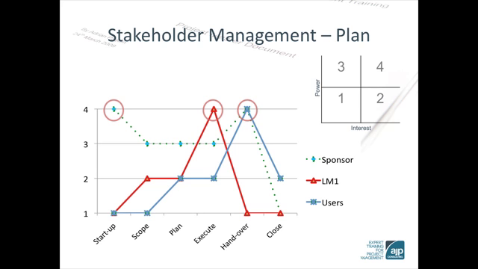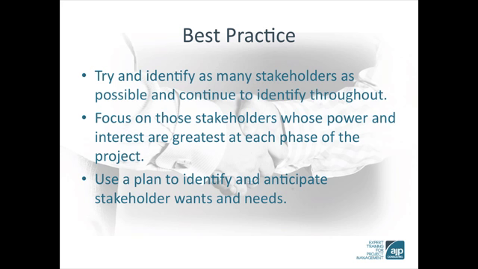So I've shown you how to identify, segment, and plan for stakeholder interactions. Let's conclude with some best practice. Try and identify as many stakeholders as possible and continue to identify stakeholders throughout. Focus on those stakeholders whose power and interest are greatest at each phase of the project, and use a plan to identify and anticipate stakeholder wants and needs.